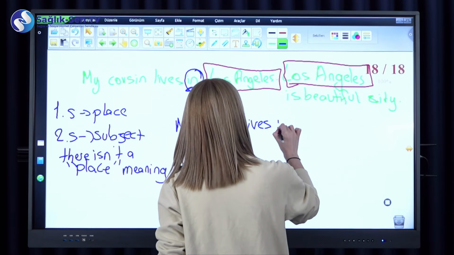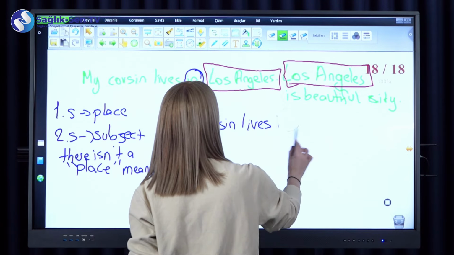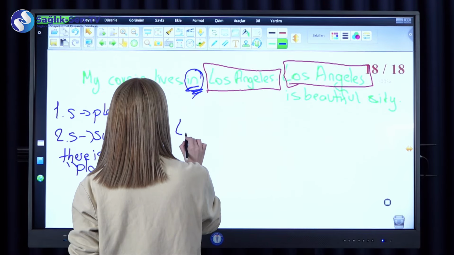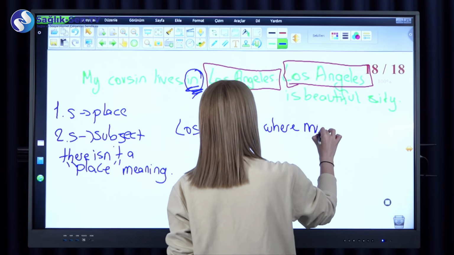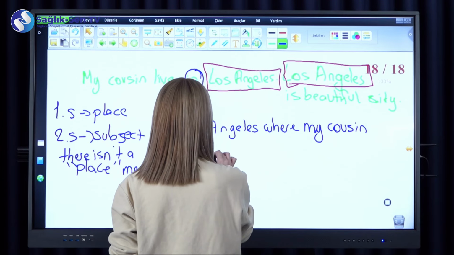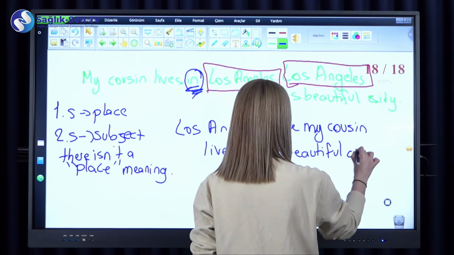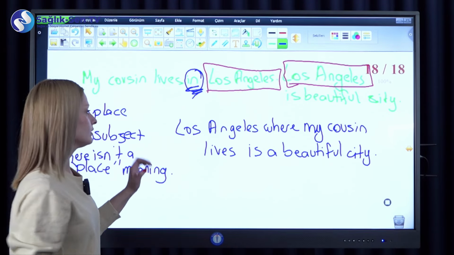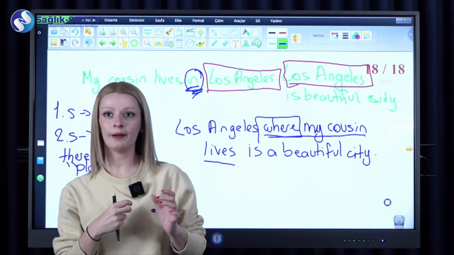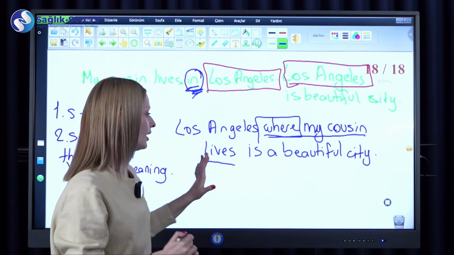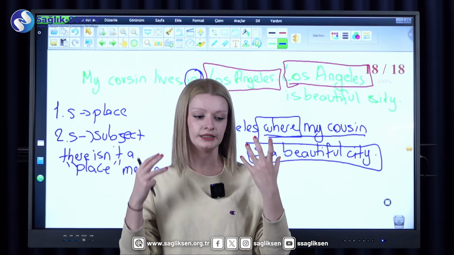So I will write, my cousin lives in, or I can say, Los Angeles, where my cousin lives, is a beautiful city. Los Angeles, where my cousin lives, here gives the meaning of a place, happening something at somewhere. But in the second one, it defines Los Angeles on its own. It doesn't give a place meaning.